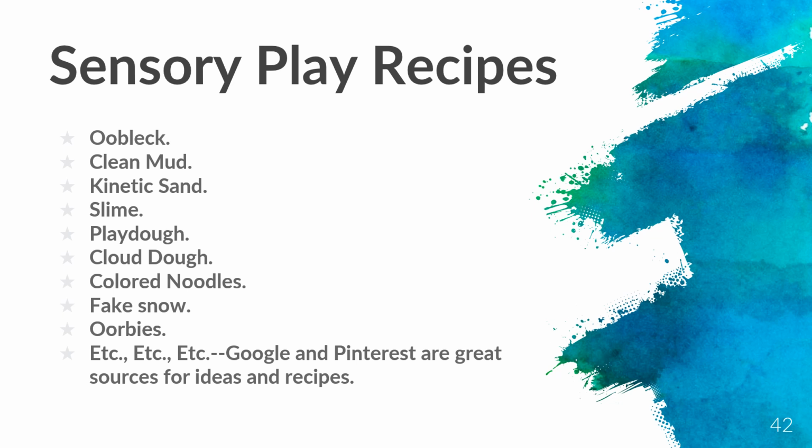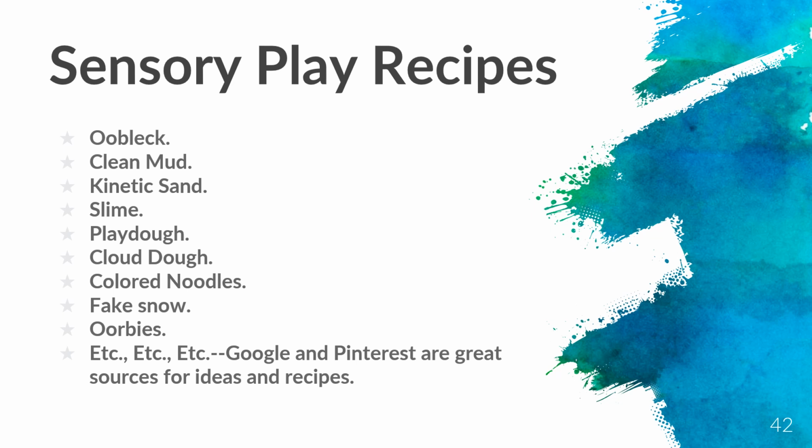So oobleck is cornstarch and water, and it forms what is called a suspension. A suspension is something that is sometimes a liquid and sometimes a solid. When you mix the cornstarch and the water together, you pick it up in your hand, it feels like a solid, but then it kind of melts in your hand and runs through your fingers, and it behaves like a liquid. So again, the chemistry name for that is a suspension.